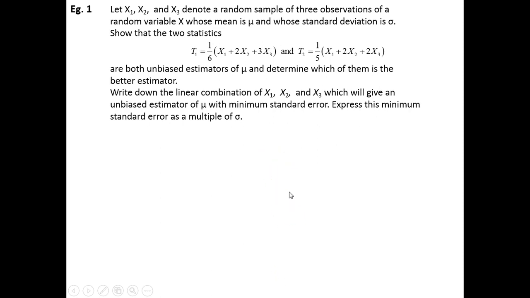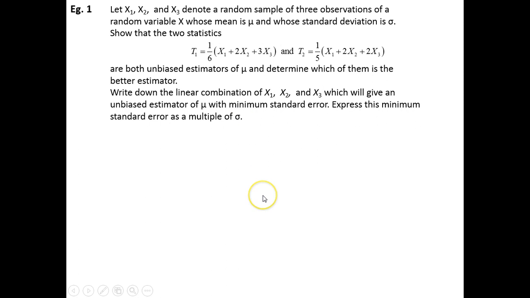Example 1. Let x1, x2, x3 denote a random sample of 3 observations of a random variable x whose mean is mu and whose standard deviation is sigma. Show that the two statistics, T1 there and T2, are both unbiased estimators of mu and determine which of them is the best estimator. And then write down the linear combination of x1, x2, x3 which will give an unbiased estimator with a minimum standard error. Express this minimum standard error as a multiple of sigma.